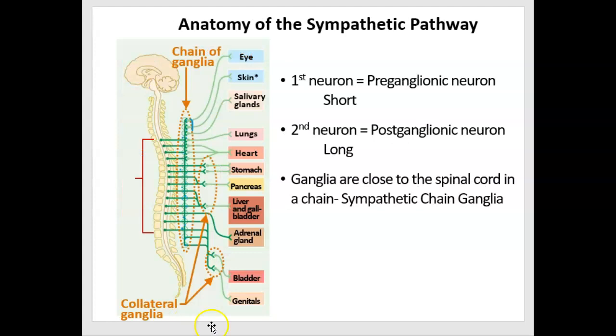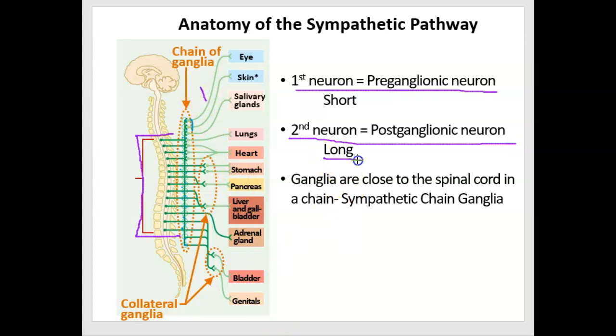Now the sympathetic pathway is a little bit different. The beginning of a sympathetic pathway will start either in the thoracic or the lumbar spinal cord. And the first neuron, called the preganglionic neuron, will travel a short distance. In this diagram, the first neuron is dark green. And then the second neuron, the postganglionic neuron, is longer and it's light green.